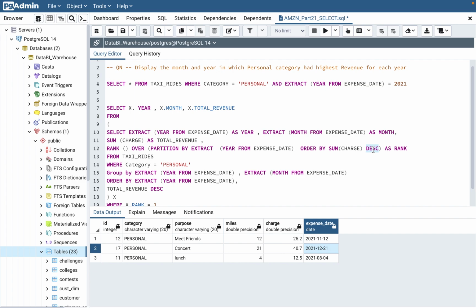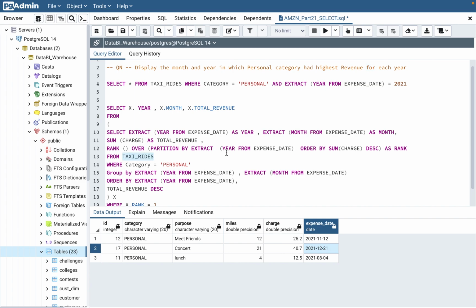So you need to put descending, okay? And then we need to partition by, right? Because partition by is very important. So here they are saying, give me, for each year, the highest revenue for each year. Display the month and year, but break it down by revenue for each year. That's what they're saying. So here you need to partition by year, correct?